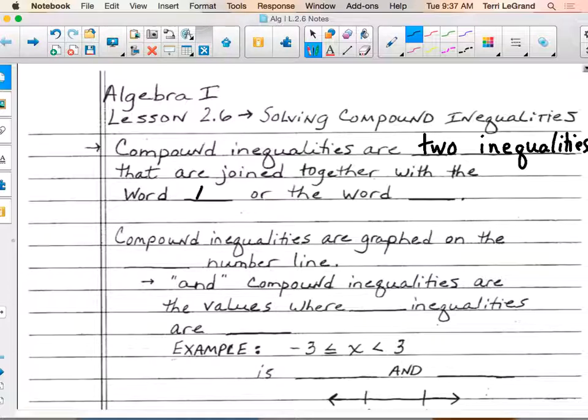Yeah, so either we will have the word and involved in them, or the word or involved in them. And do they mean different things? Yes, they do. Remember there were some other vocabulary words in there. Tell me something about the and compound inequalities from your notes that you took.